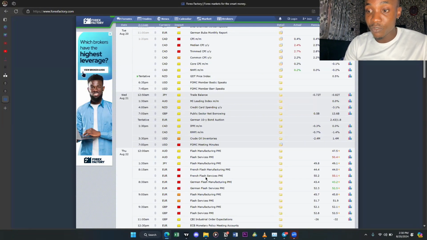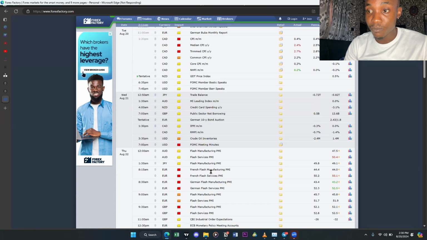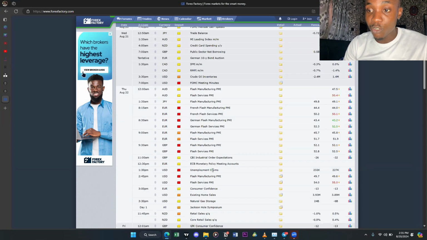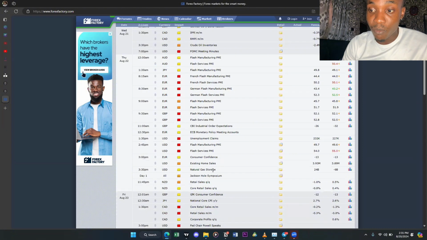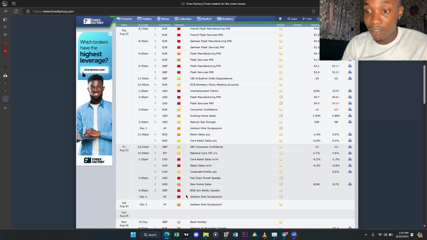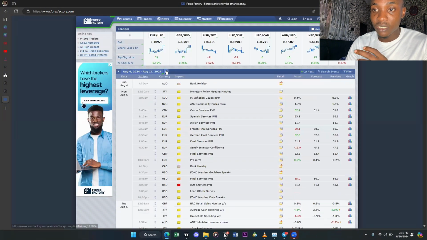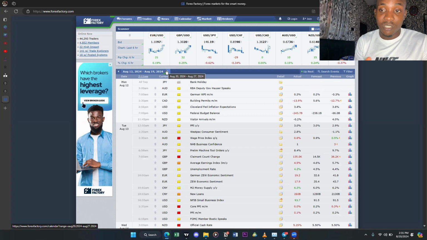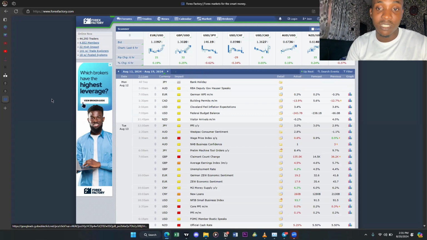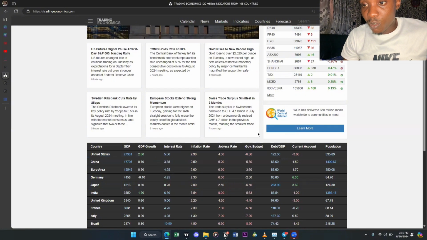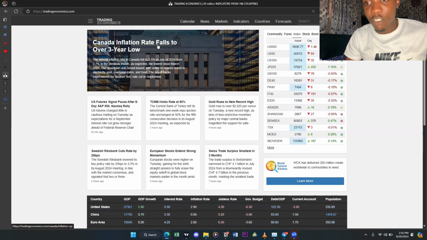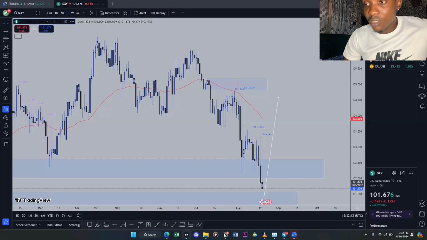We have the euro PMI coming out on Thursday. We have the unemployment claims coming out on Thursday as well. Then we have the Fed chair speaking on Friday. As of last week, what could change our sentiment is the unemployment claims coming out. We have to keep our head down on events coming out from the USD. So no big deal here. A big highlight is the Canadian inflation rate falling to over a 3-year low, but let's leave that for later.